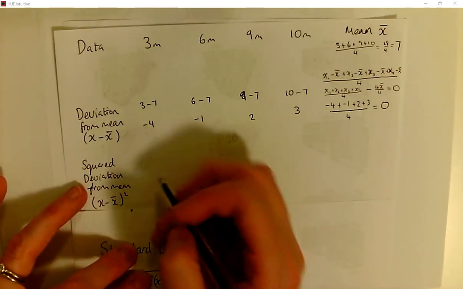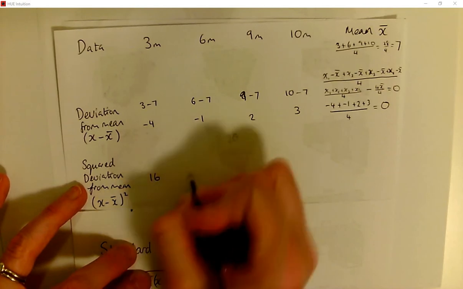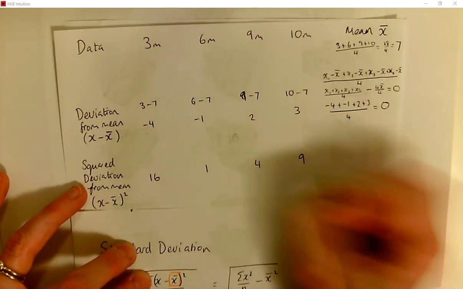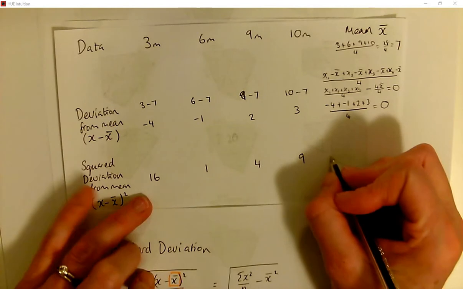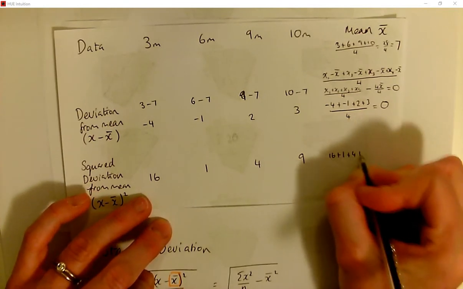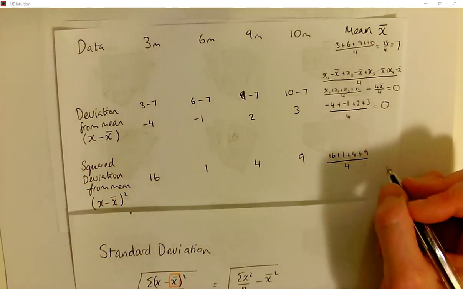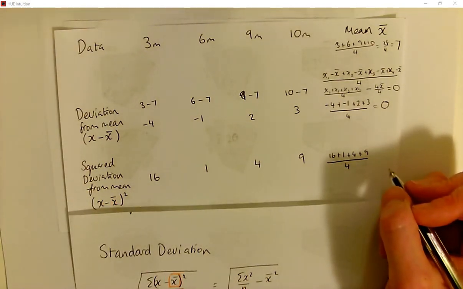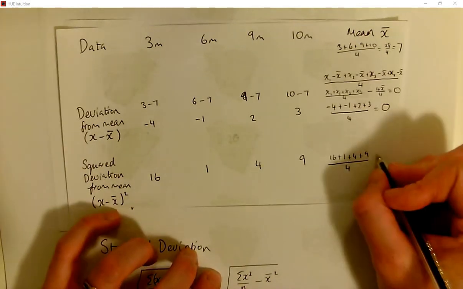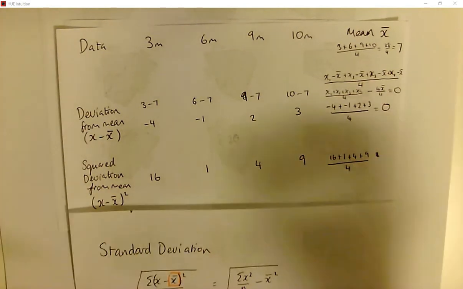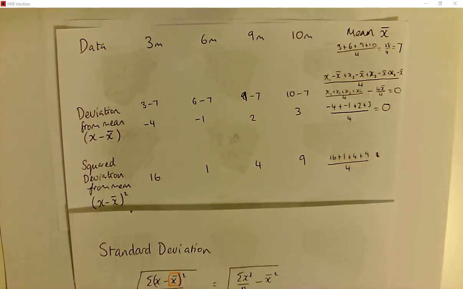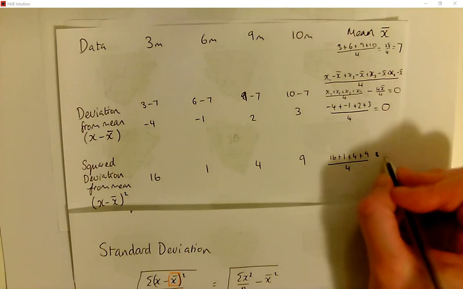So the squared deviations from the mean are going to be 16, 1, 4, and 9. And now if we take the average of these, we've got 16 plus 1 plus 4 plus 9 divided by 4. Okay, and that ends up being... no, that's not right. I've typed something wrong there. Okay, so that's 30 divided by 4, which is 7.5.